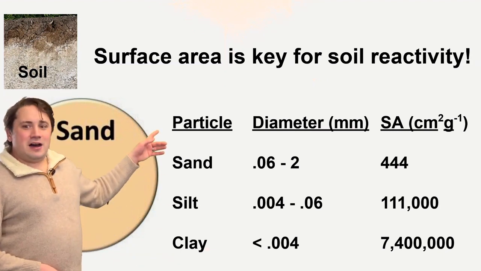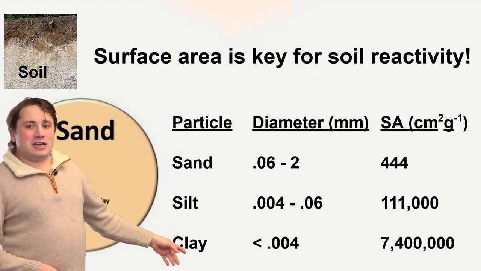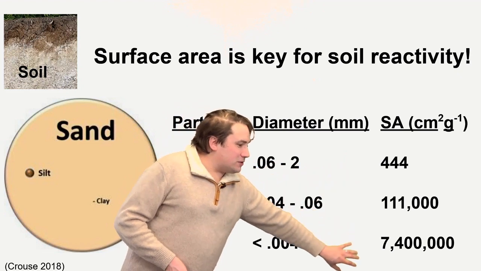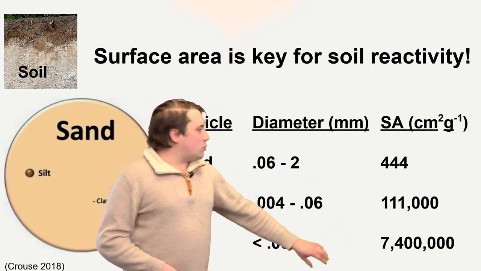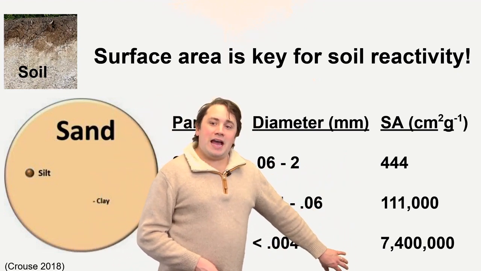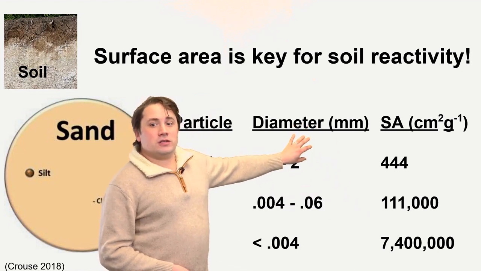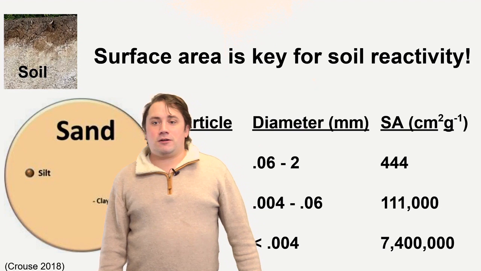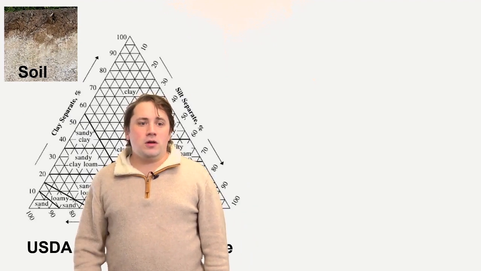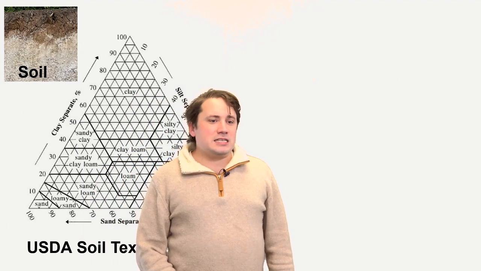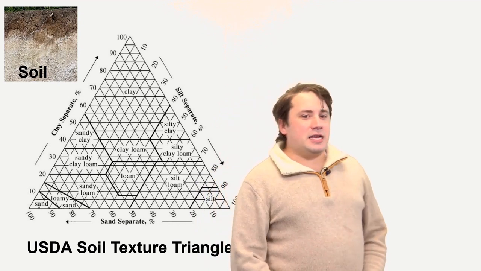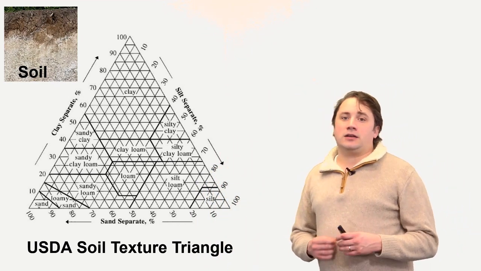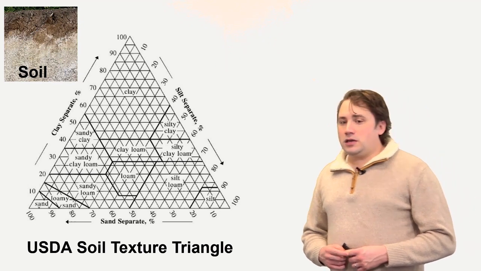So you can see that in addition to having vastly different diameters, this is reflected also in vastly different surface areas, making clays orders and orders of magnitude more reactive than sand particles are in soils, simply because they have greater surface area. And so one of the most important ways that we classify soils is by their texture. And by texture, we just mean the distribution of sand and silt and clay particles in those soils.